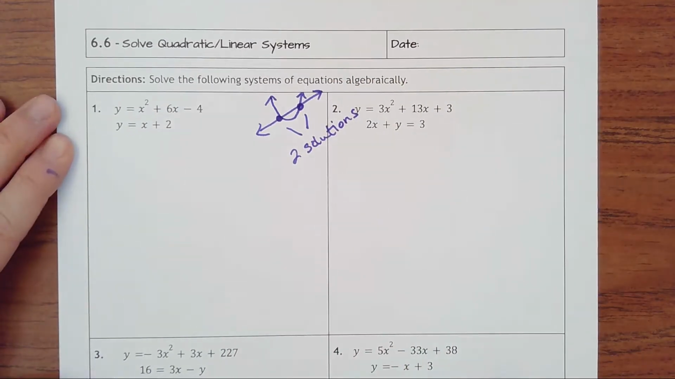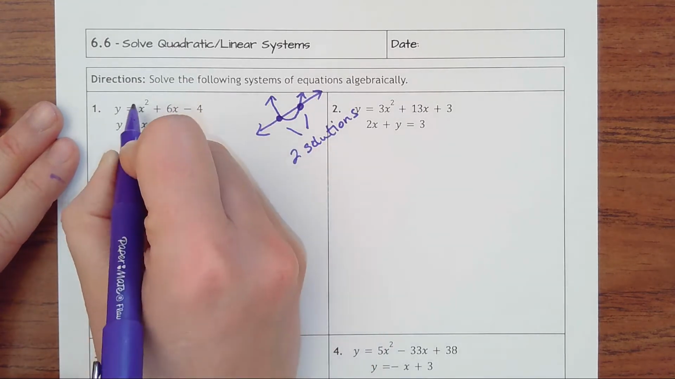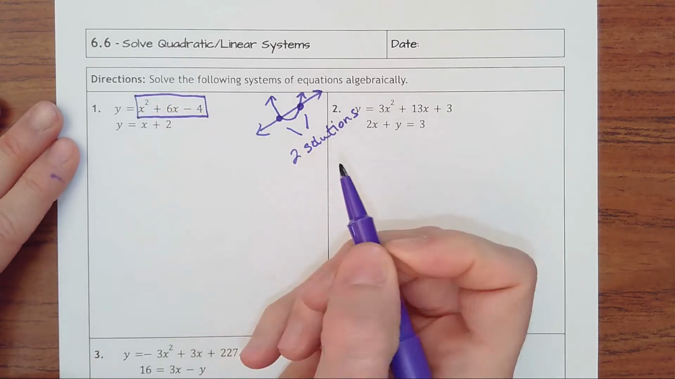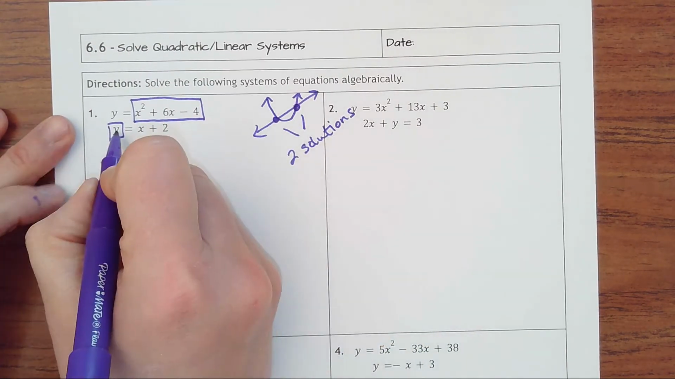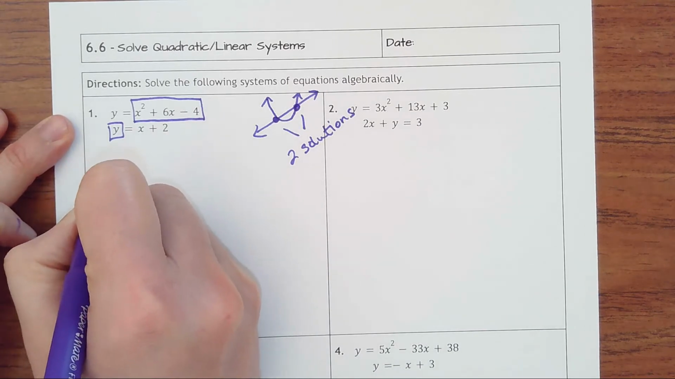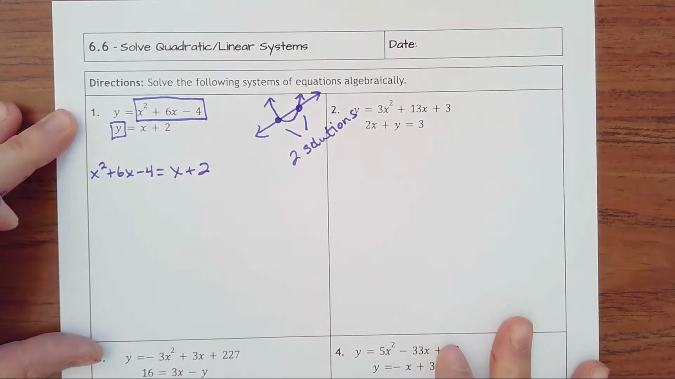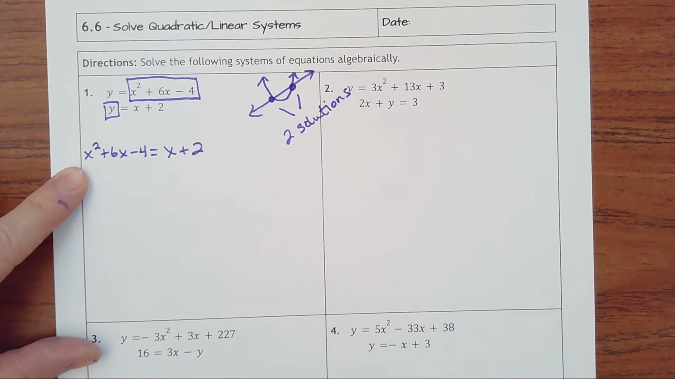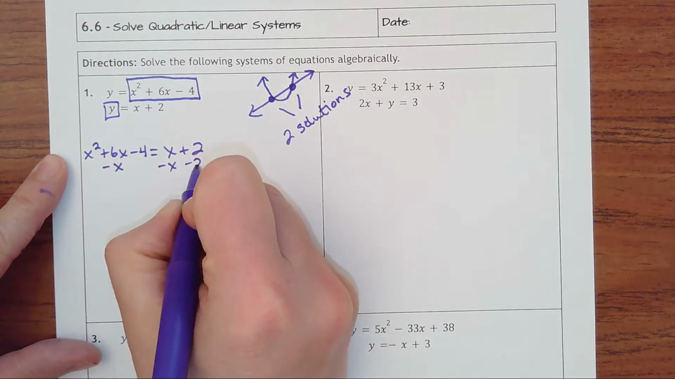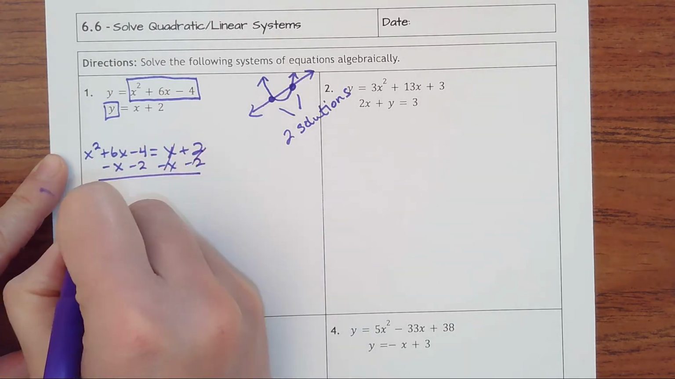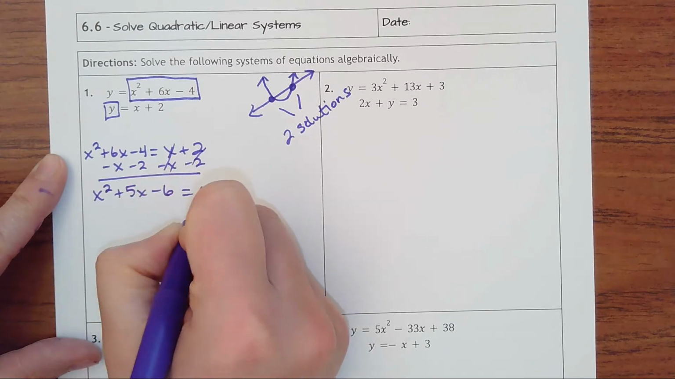All right, so what I'm going to do is I have y equals this, so that sets me up for substitution. This is a replacement for y, but I'm going to put it in the bottom equation. So instead of y, I'm putting x squared plus 6x minus 4, setting that equal to x plus 2. So now I have a quadratic equation that I'm trying to solve, and we know that quadratics need to be set equal to 0. So I'm going to subtract x, and I'm going to subtract this 2. That gets x squared. 6 minus 1 would be 5x. Negative 4 minus 2 would be negative 6, equal to 0.